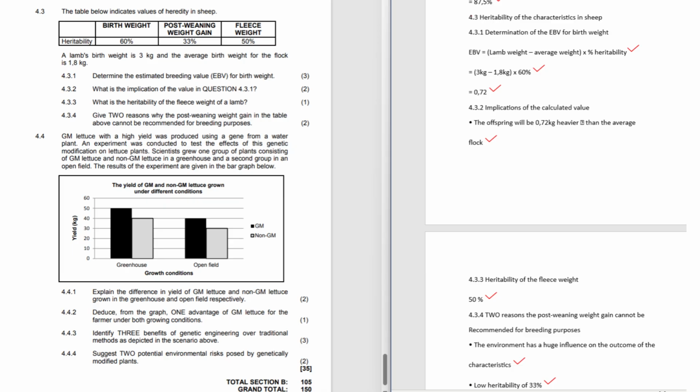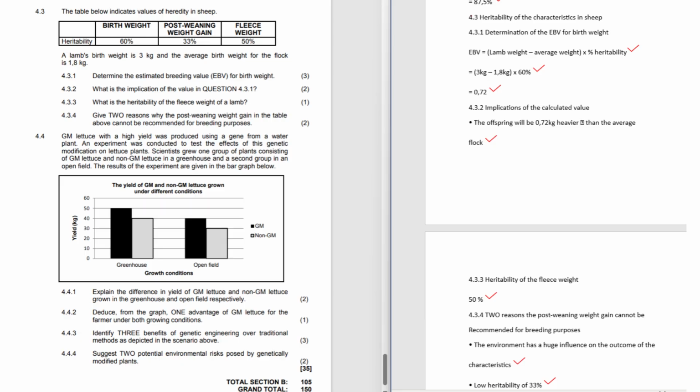So we're going to go to the fleece weight on our table. Here's the fleece weight, and the fleece weight has a heritability of 50%. Then we write this 50%. That's what they want.